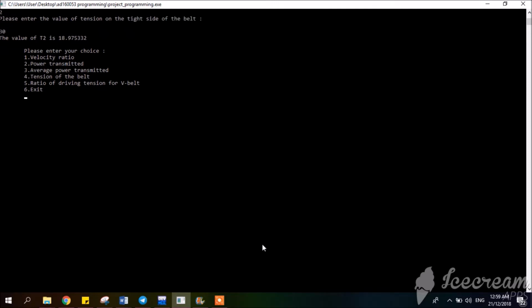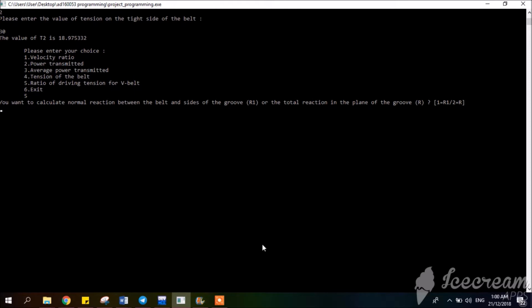Next, for choice number 5, the user can calculate the ratio of driving tension for V-belt. The user needs to enter number 5. There are two choices in this function, and I wrote this function using if else. If we want to calculate the normal reaction between the belt and sides of the groove, we need to enter number 1. So we try first.